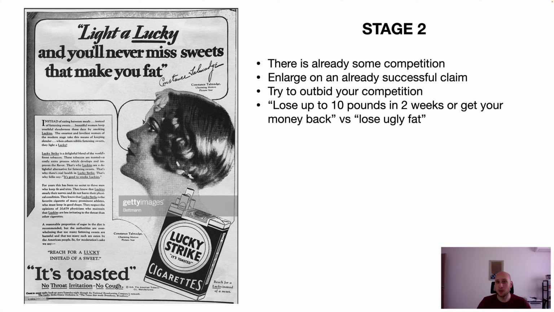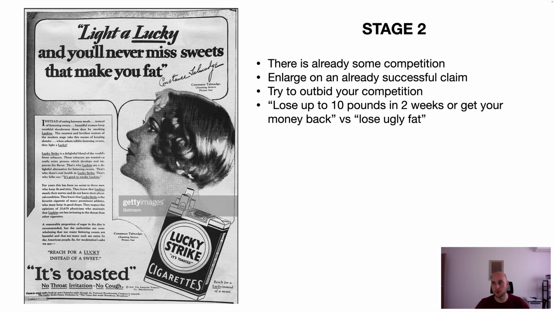If you're at stage 2, it means there's already some competition, right? So what you should be doing right now is you start from the direct and simple approach that worked in stage 1, and you enlarge it and you tap on a successful claim. And you obviously try to outbeat your competition here. So in this case, for Lucky cigarettes, it would be: light Luckies, and you will never miss sweets that make you fat. So they try to outbid their competition by saying, hey, if you smoke Luckies, you will never crave sweets, so you won't get fat. So this is the claim they're making.